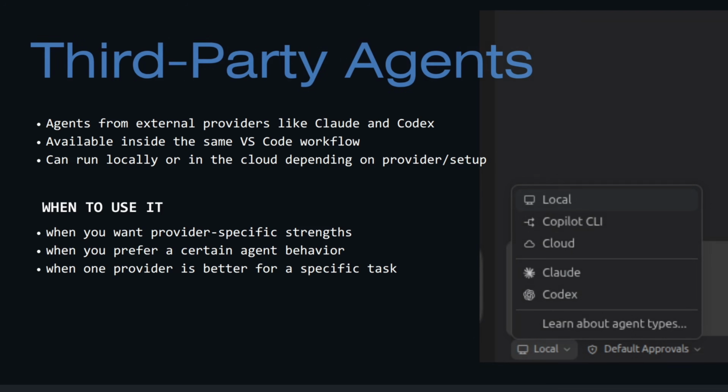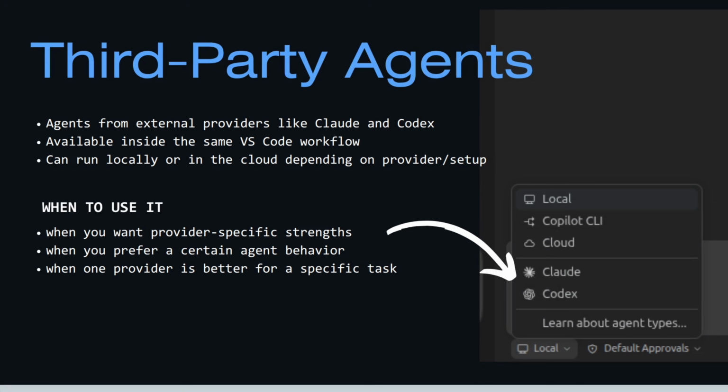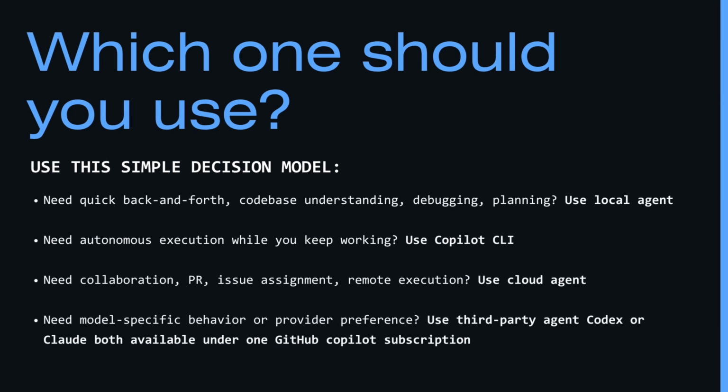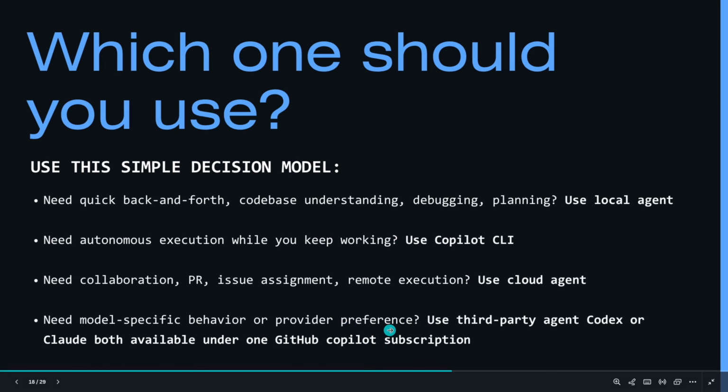And the last one is third-party agents. Now under Copilot, you can select Codex or Claude and delegate some tasks to those agents. Which one should you use? This is a simple decision model: for quick back and forth, planning, debugging, use a local agent. For autonomous execution while you keep working, use Copilot CLI. If you need collaboration, PR, issue assignment, remote execution, use a cloud agent. And if you have a specific preference, you can use Codex or Claude.